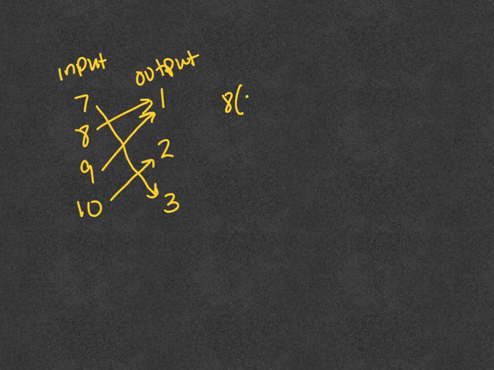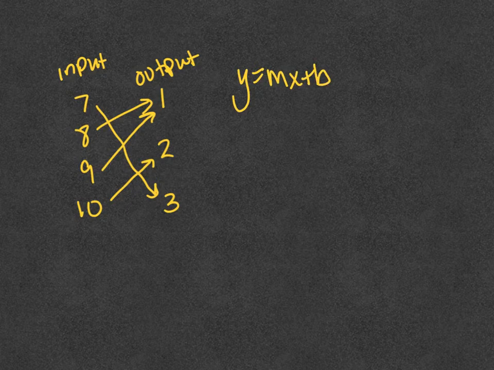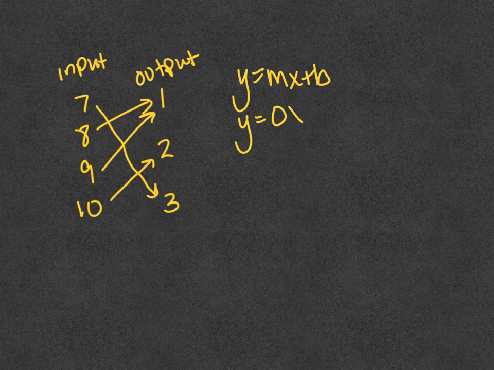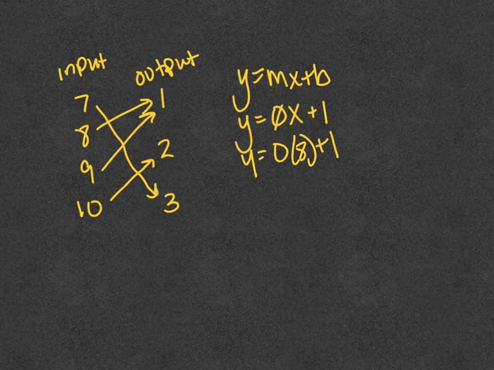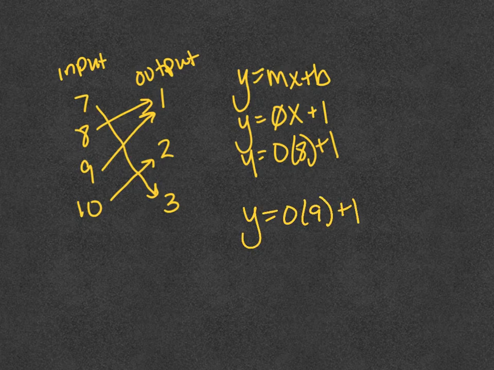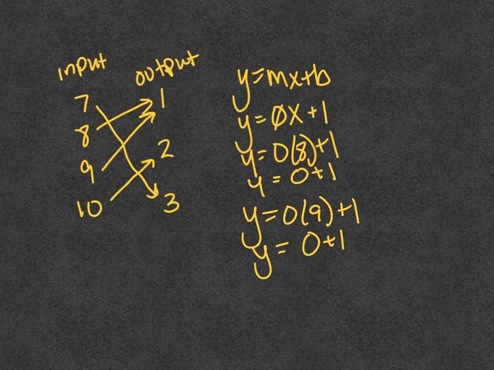Let me do it this way instead. If my equation, linear I'll even go, is 0 times x plus 1, and my input is 8, or my input is 9, this is going to be 0 plus 1, so my output will equal 1, and this is going to be 0 plus 1, so my output will equal 1.